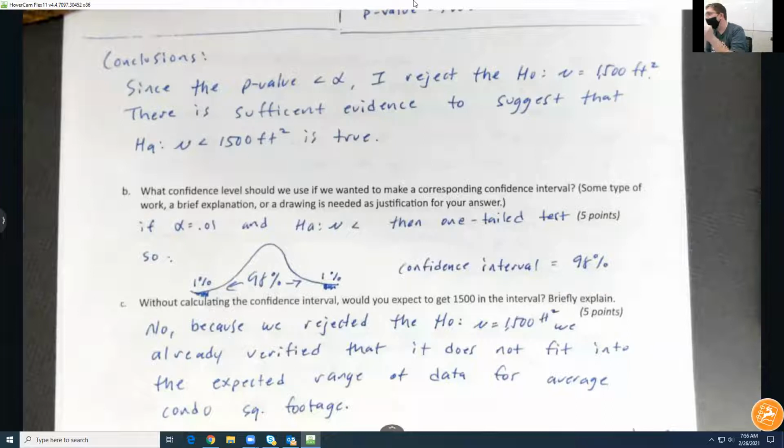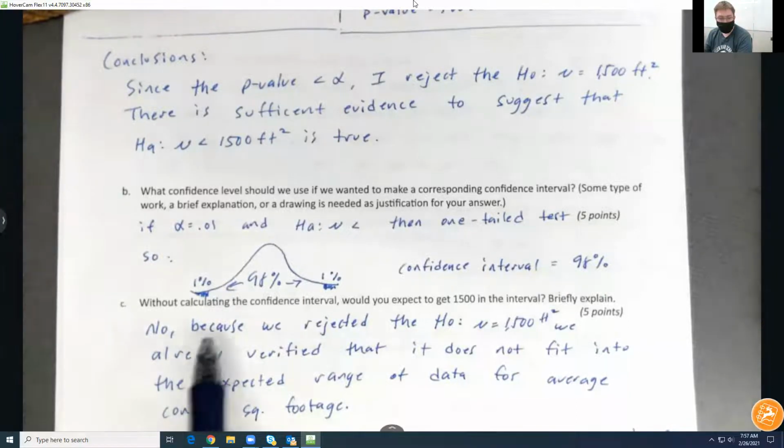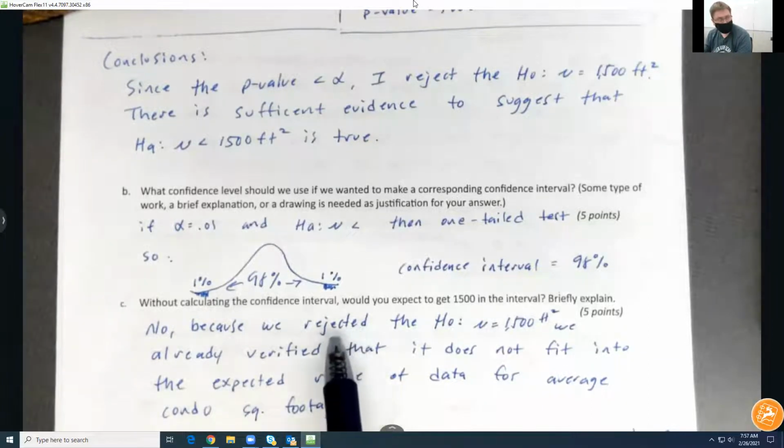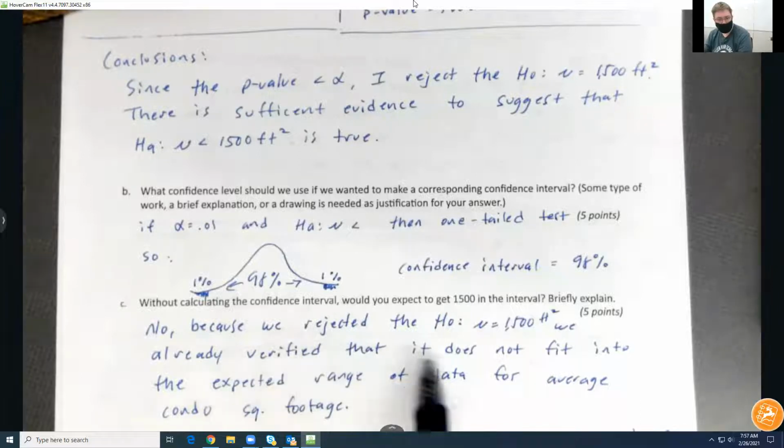Did we reject it or fail to reject it? We rejected it, meaning it was bad. So therefore, no, we would not expect to find it in the confidence interval because we threw it out. We already verified that it does not fit into the expected range of data for the average condo square footage. That's what your hypothesis test just did. Without actually looking at the interval, we just proved that 1,500 would not be a reasonable claim.